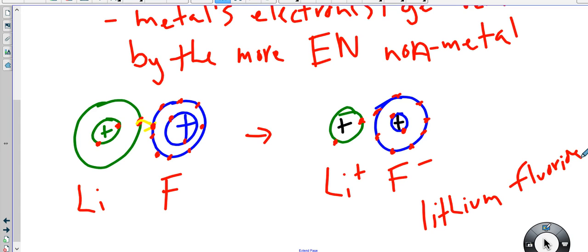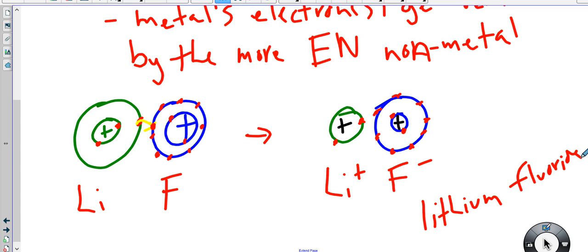Y'all hanging with me? Alright, so that's lithium fluoride, and they're stuck together with the electrostatic attraction of the positive and negative ion. So this is what ionic bonding actually looks like. It's a transfer of electrons. It's cation, anion, metal, non-metal. So far, so good?